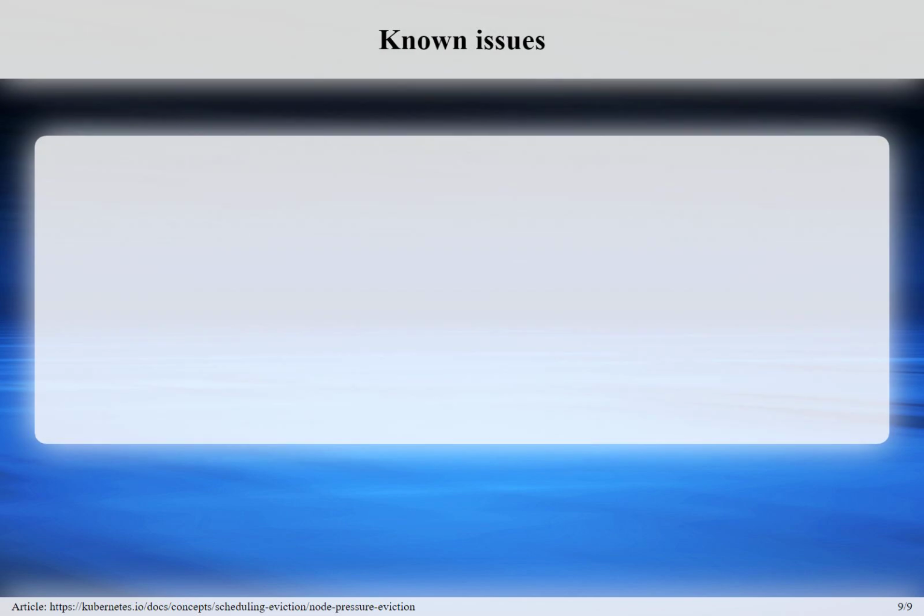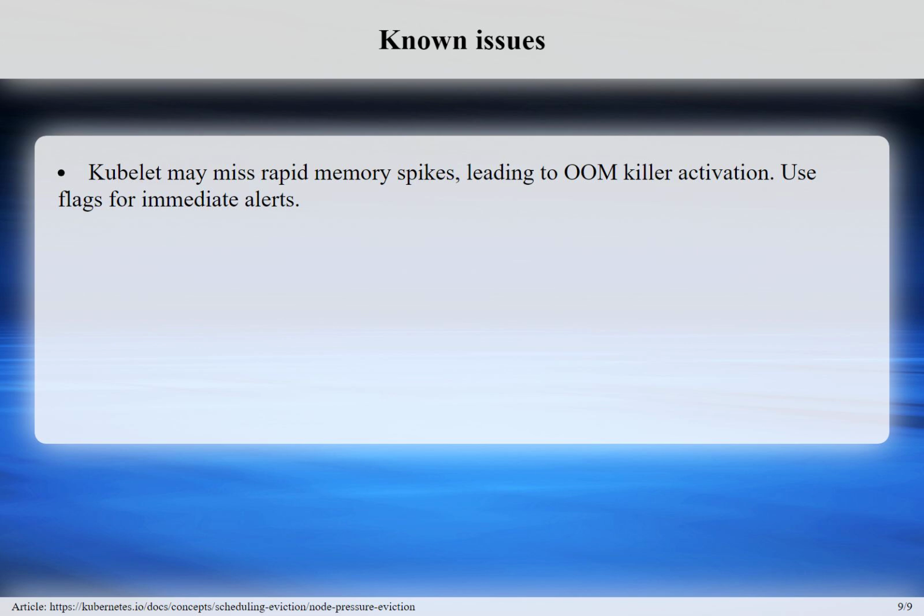Known issues. Kubelet may not detect memory issues quickly because it checks memory usage at regular intervals. If memory rises rapidly, the OOM killer may get triggered. Use the kernel memcg notification flag to alert the kubelet immediately. To prevent memory pressure issues without extreme utilization, you can use the kube reserved and system reserved flags to allocate specific memory for the system.